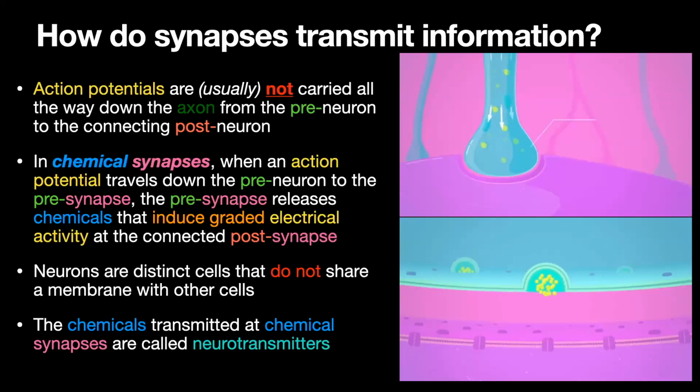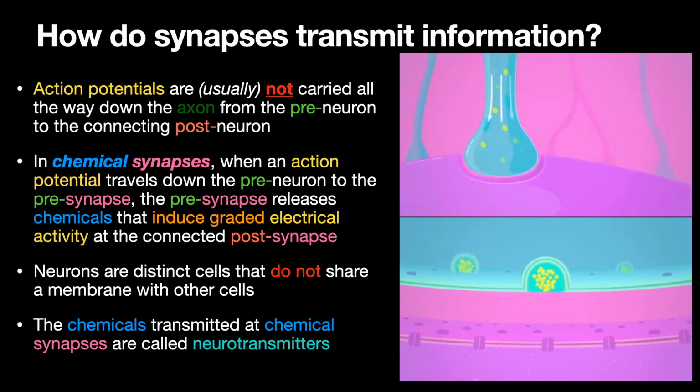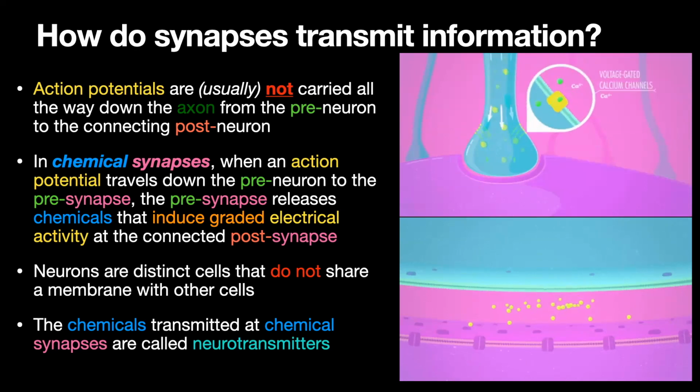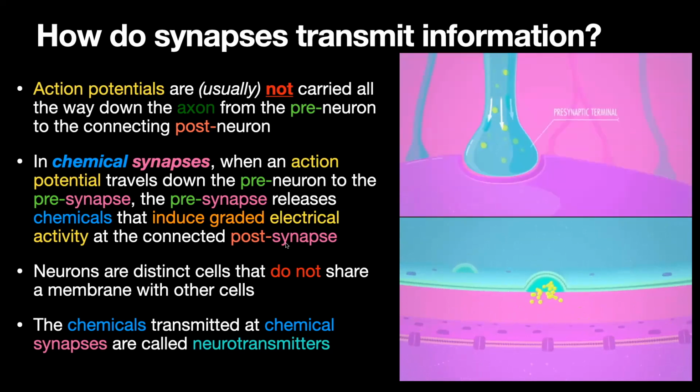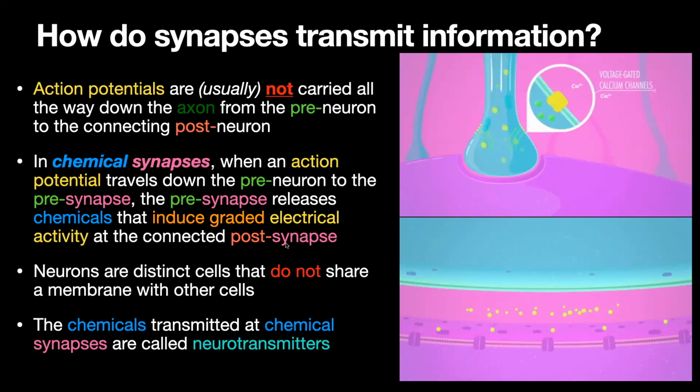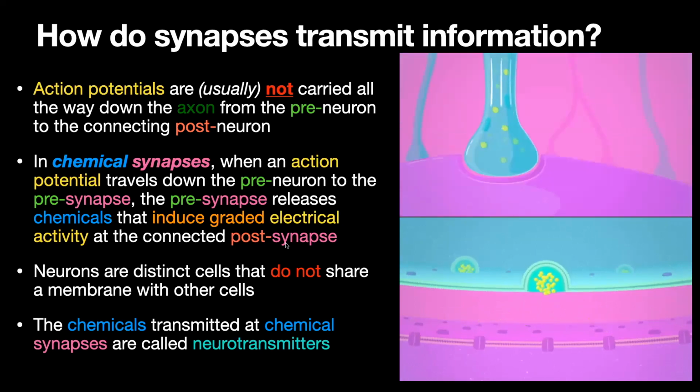Okay, now that we know how an action potential is produced, action potentials, once again, are not usually carried all the way down the axon from the pre-neuron to the connecting post-neuron. In chemical synapses, which there are other types of synapses, but we're going to pretend they don't exist for this lecture, when an action potential travels down the pre-neuron axon to the presynapse, the presynapse releases chemicals which induce a graded electrical activity at the connected postsynapse.